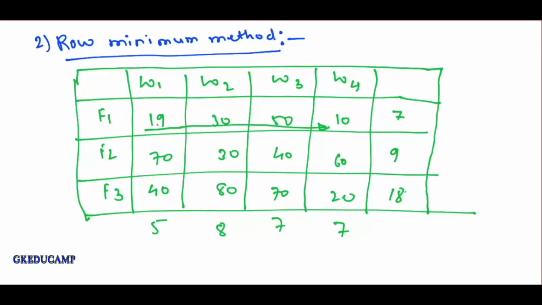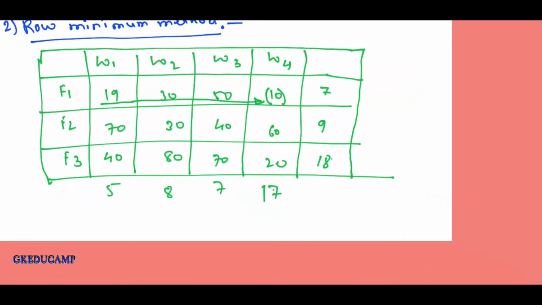So first in this row, in this cell you have the minimum value, 19 and 10. 10 is the most minimum. So first allocate 7 to it. Here you have 14.